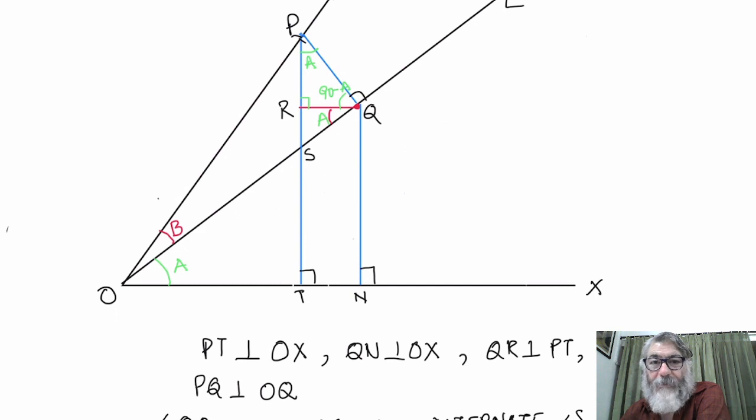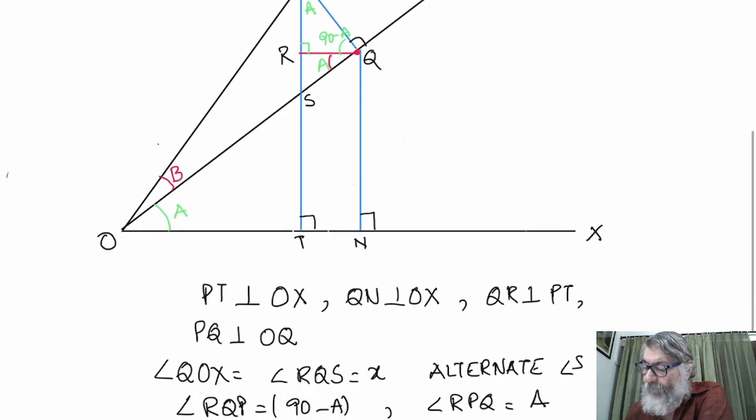And RT is actually equal to QN because TNQR is a rectangle. All angles are 90 degrees. So actually RT can be replaced by QN, which I will do.